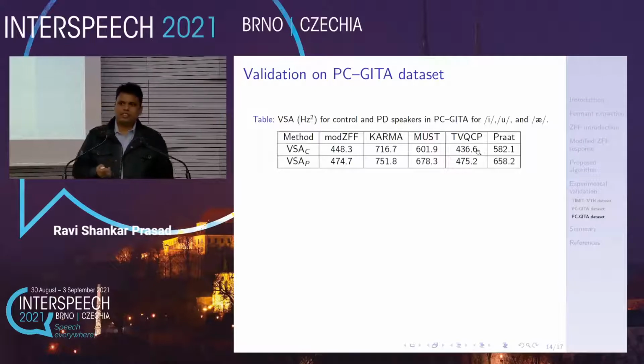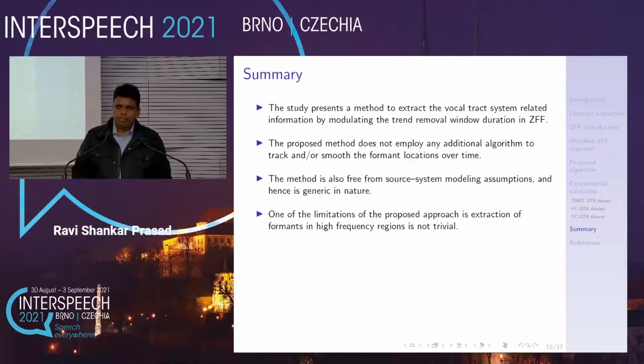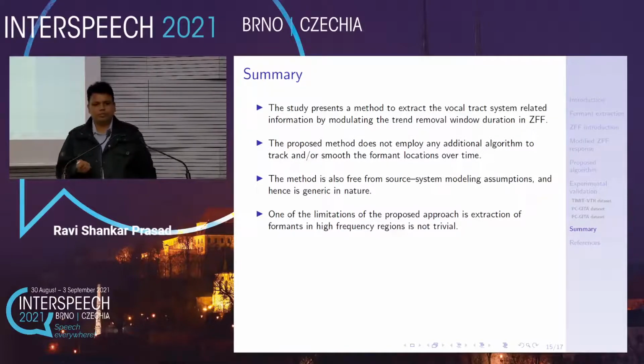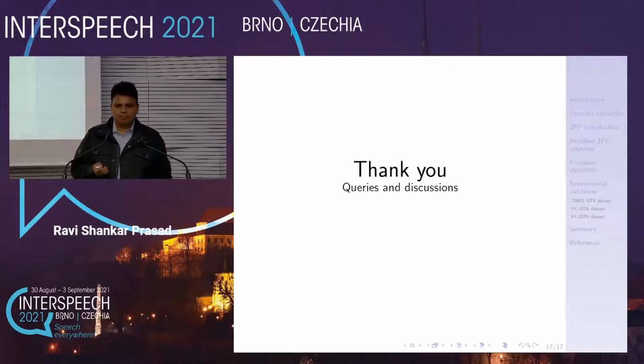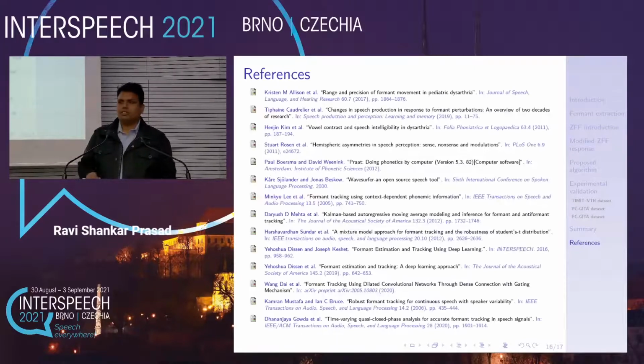So it's a lightweight method. It's implemented in the time domain. It's tracking free. It's model free. And the only catch with this method is that we cannot shift the trend removal peak response to higher frequencies because of the bandwidth expansion, and we lose the resolution on higher formants like F3 and F4. So it is used only for F1 and F2. So that's all from my side. A few references I used for my talk, and thank you.